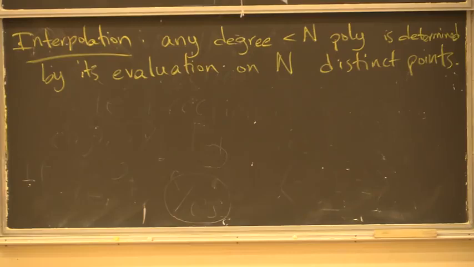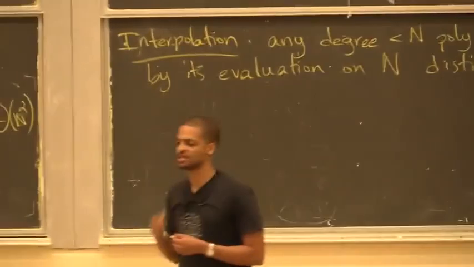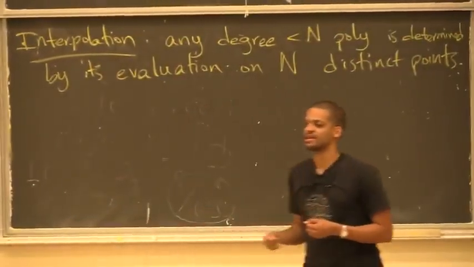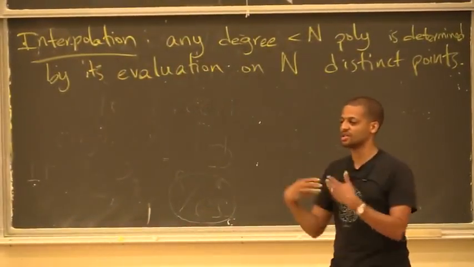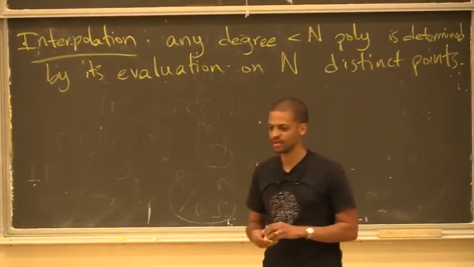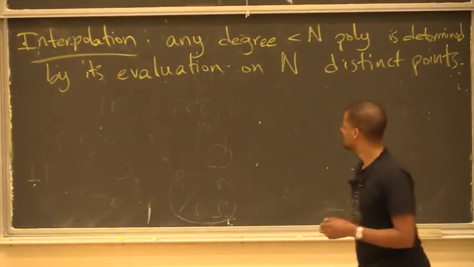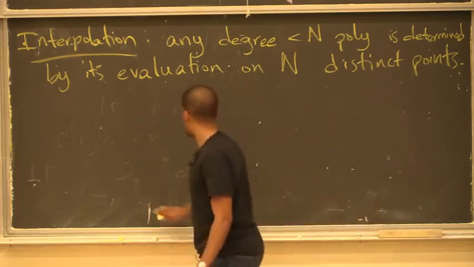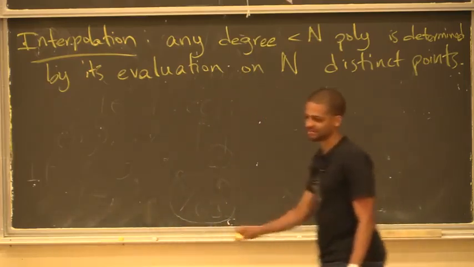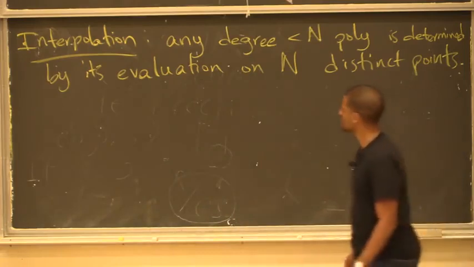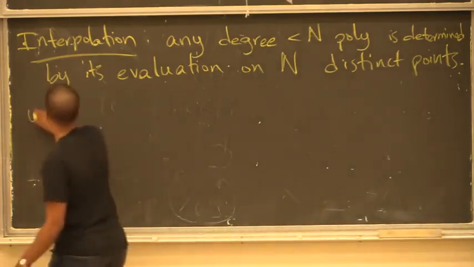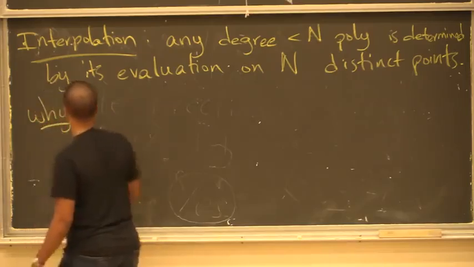So like what C evaluated at 0, that's a number. What C evaluated at 15, that's another number. If you tell me its evaluations on n distinct inputs, that list of evaluations uniquely determines C. Okay? And why is that? Well, one way to see it is linear algebra. Okay? So why is this the case?